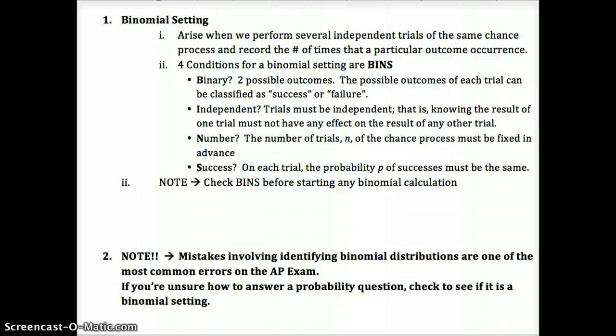Mistakes involving identifying binomial distributions are one of the most common errors on the AP. So if you don't know how to answer a probability question, quickly think, is this binomial? Check BINS.